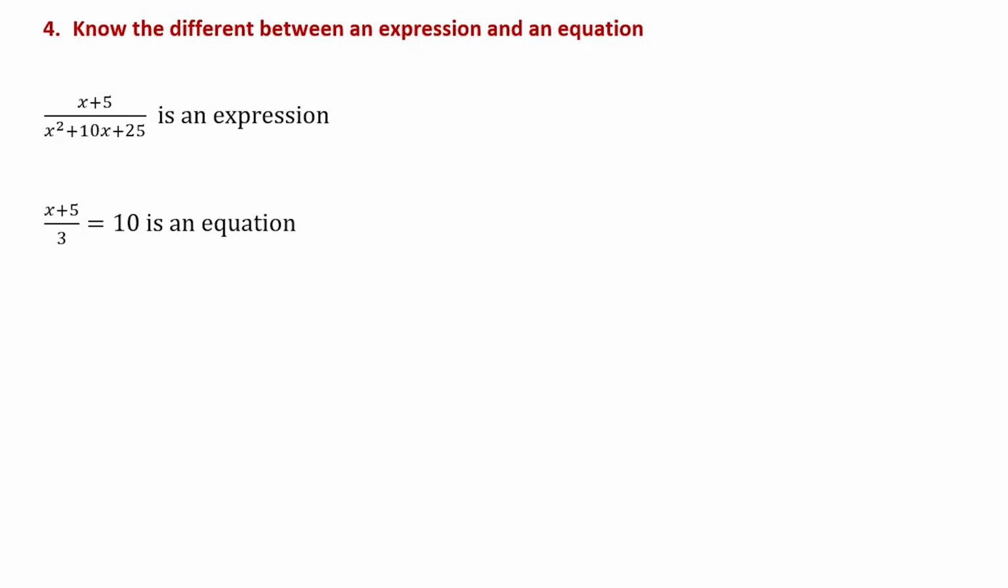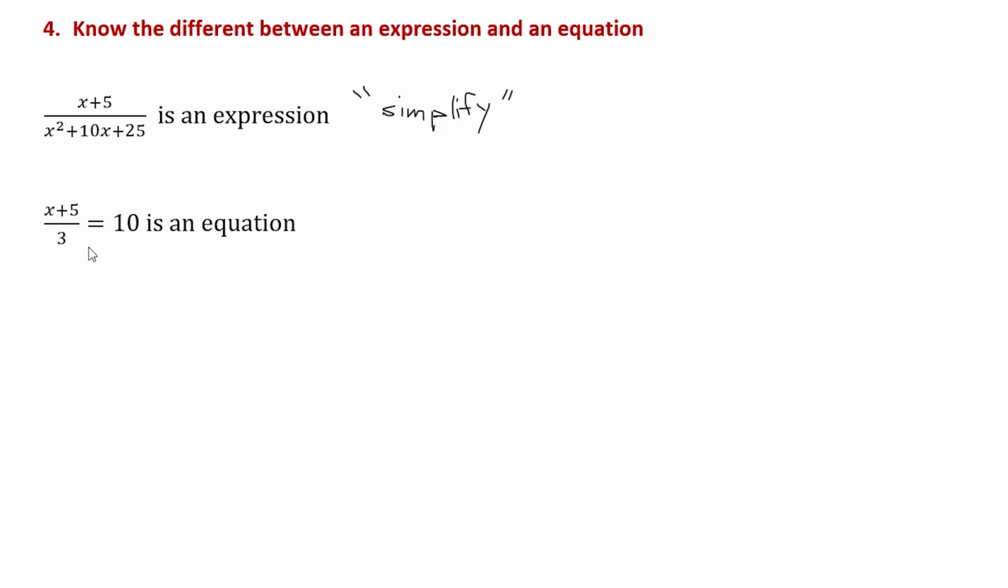Know the difference between an expression and an equation. x plus 5 all divided by x squared plus 10x plus 25 is an expression. There's no equal sign to begin with. I'm not trying to solve for x. I'm just given an expression. The best I could do here would be to simplify. So if you see an instruction like simplify, you're probably starting with an expression and you might be able to get it into simpler terms.